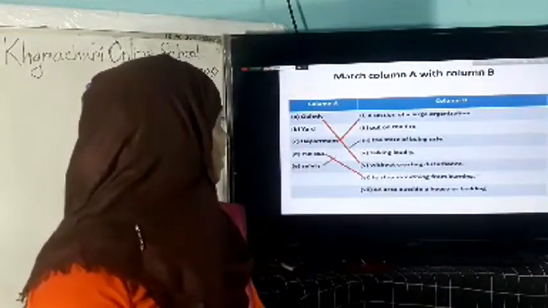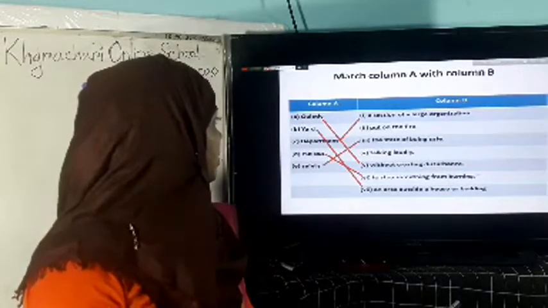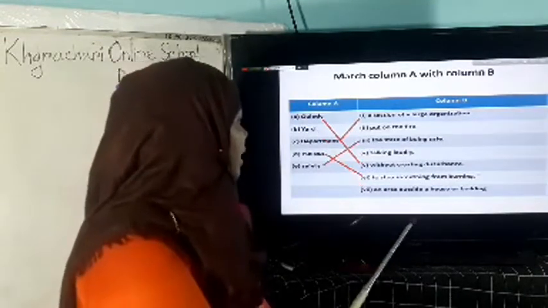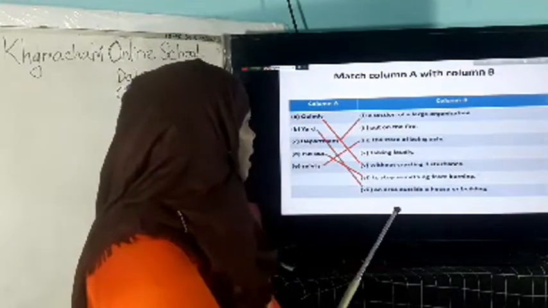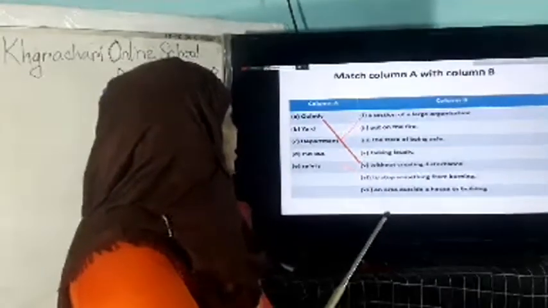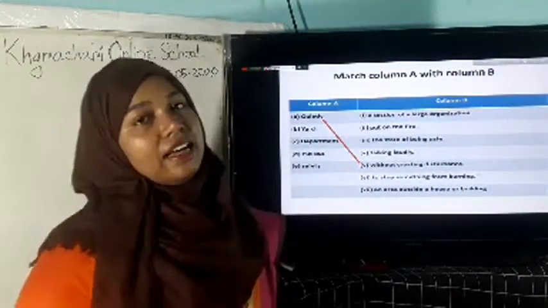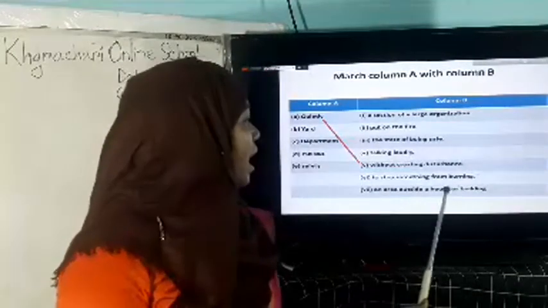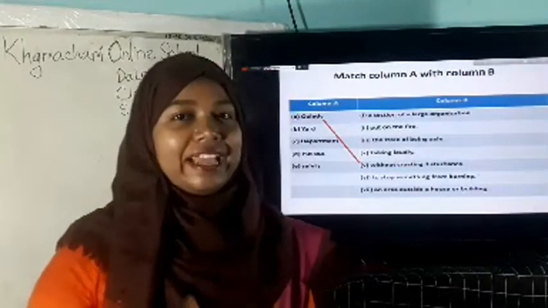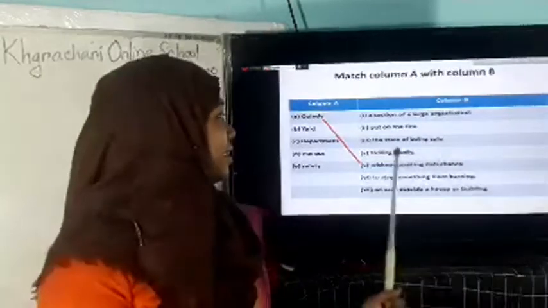Sorry, yard. Yard means an area outside a house or building. An area outside a house or building. I have made some mistake. So the answer is an area outside a house or building.